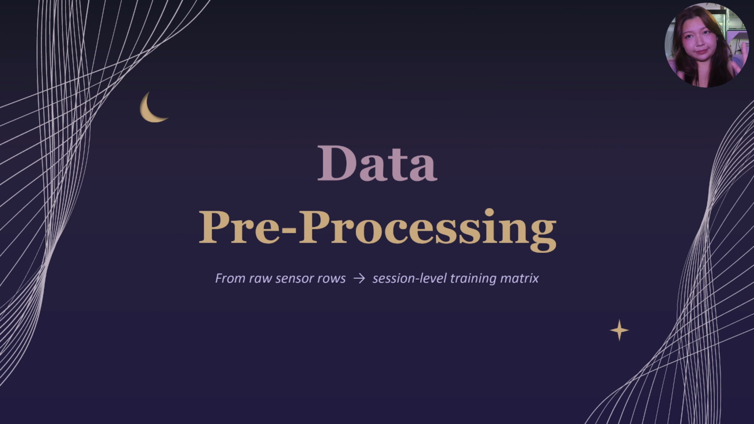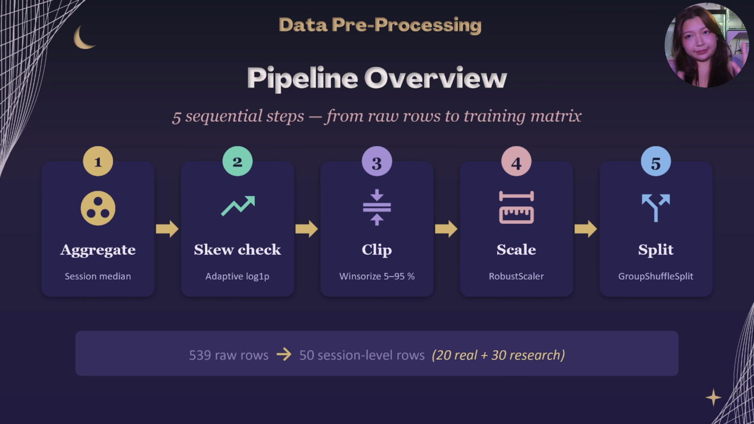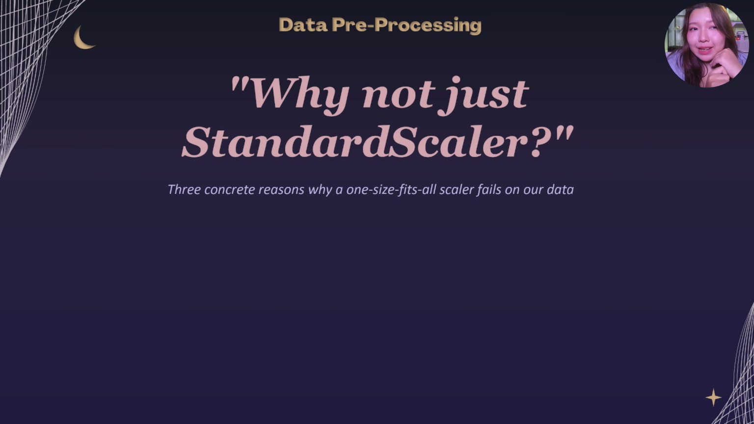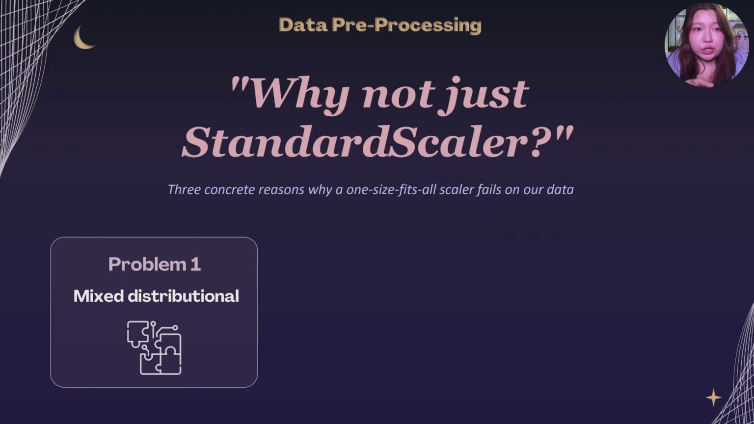Here is our data preprocessing pipeline overview. We have 5 sequential steps from raw rows to training matrix. Before explaining the pipeline, it's worth understanding why standard preprocessing does not fit our project. The first problem is mixed distributional shape. A single scaling strategy can't fit all of them.